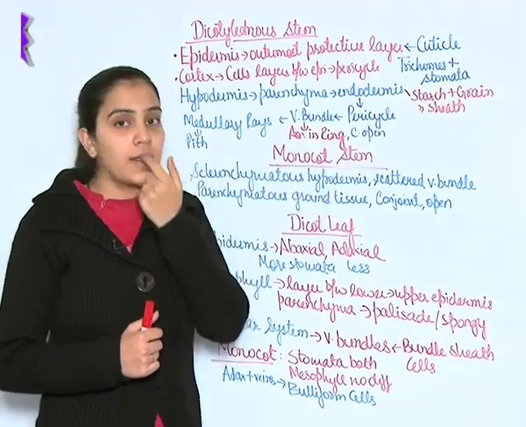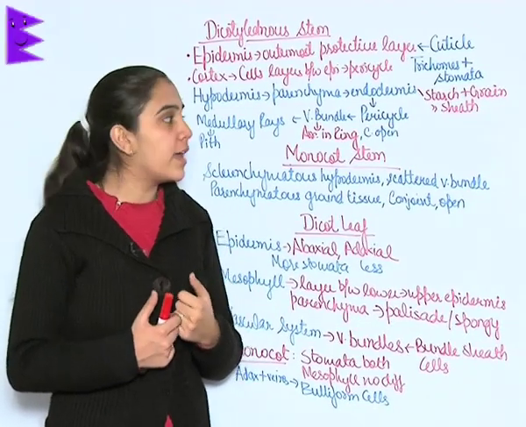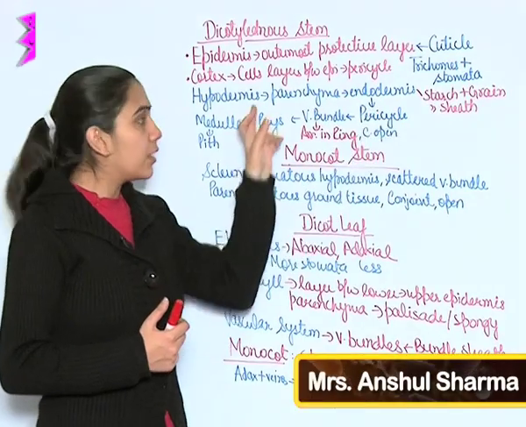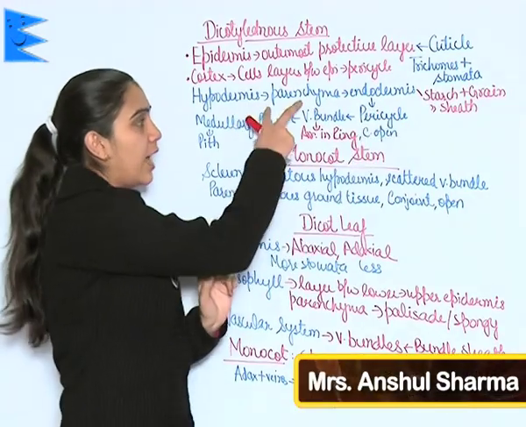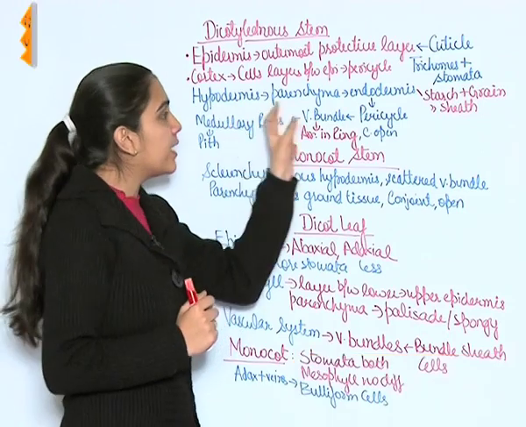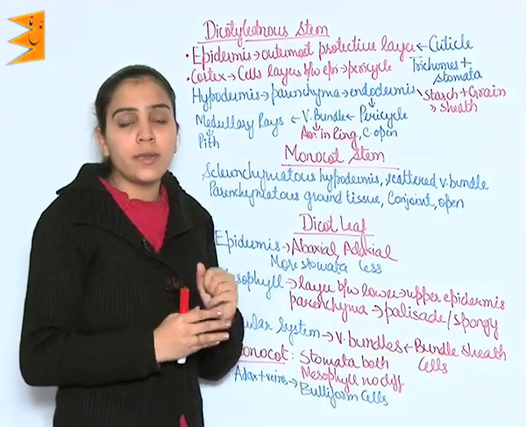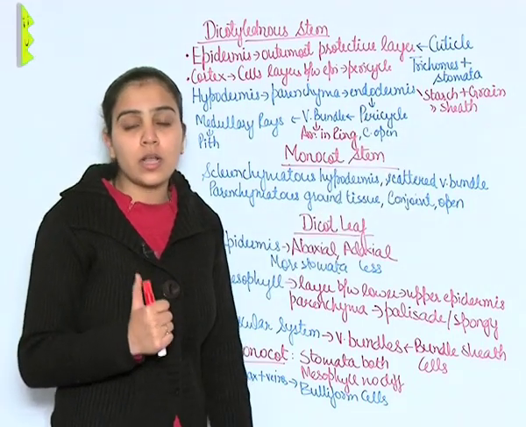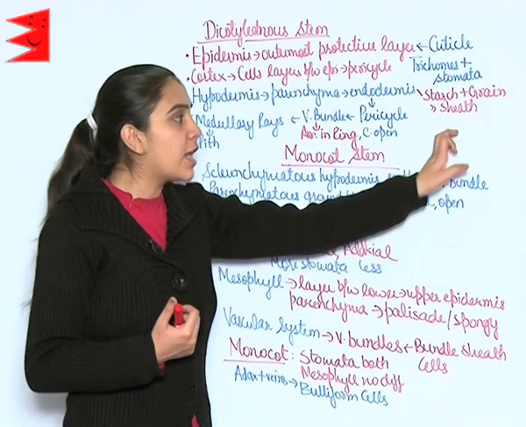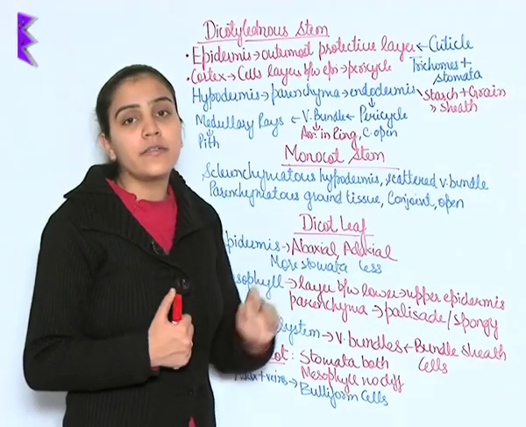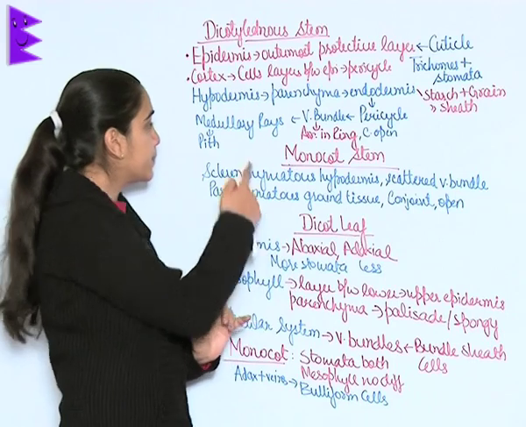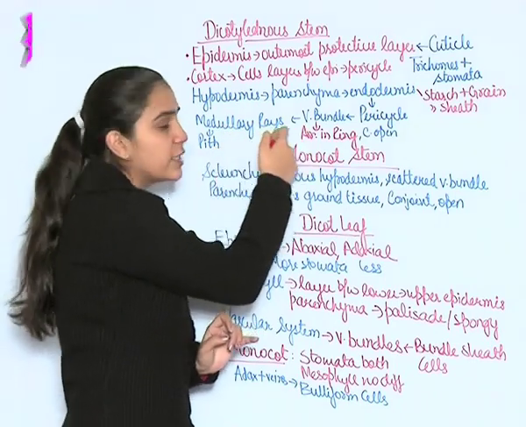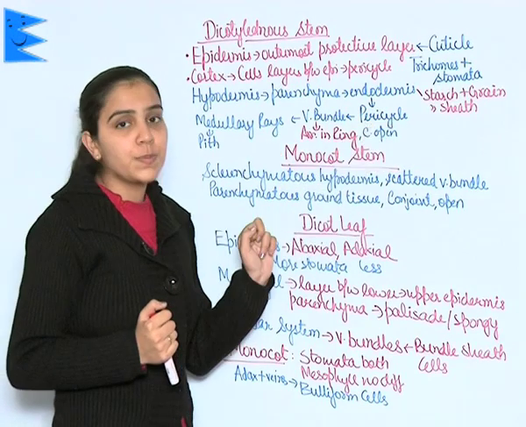On the cuticle, trichomes as well as stomata are present. Then is the hypodermis and endodermis. Between the hypodermis and endodermis, parenchyma is present. Endodermis also consists of starch grains and is covered by a starch sheath. Medullary rays are present, vascular bundle is present and pericycle is present.